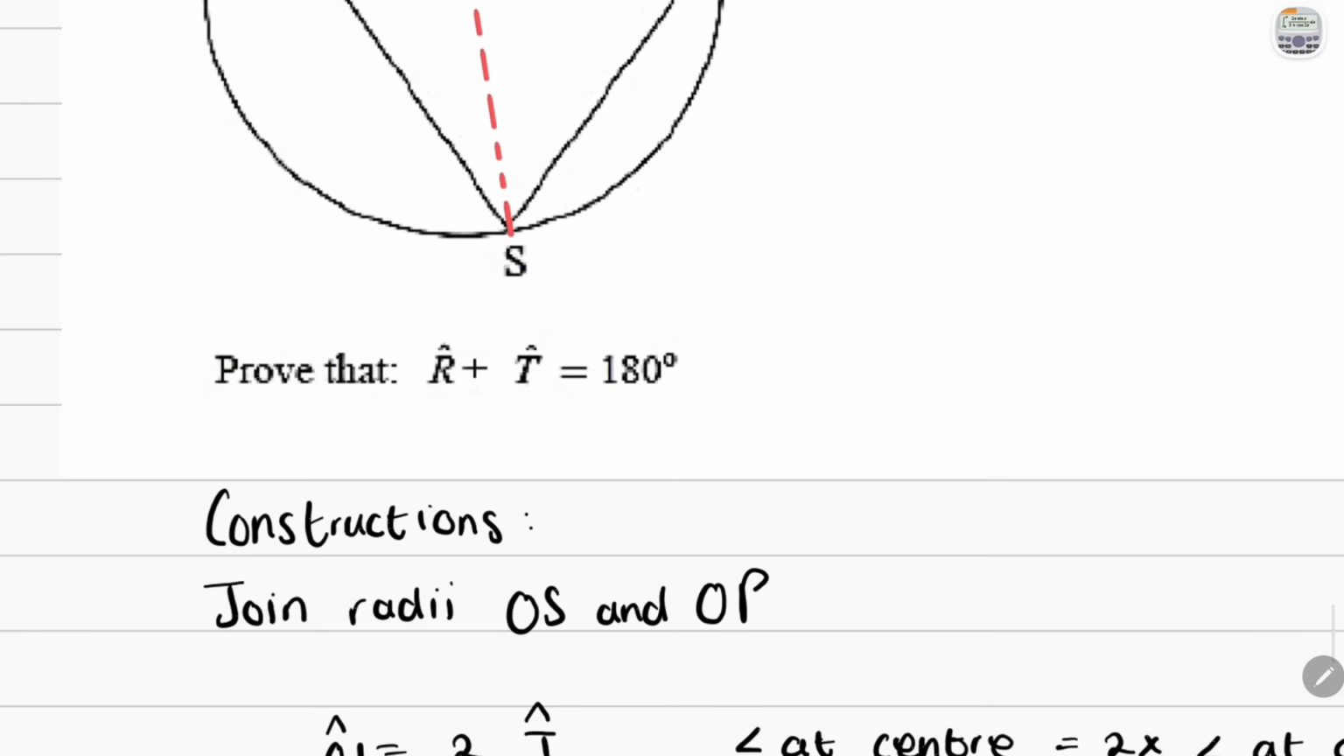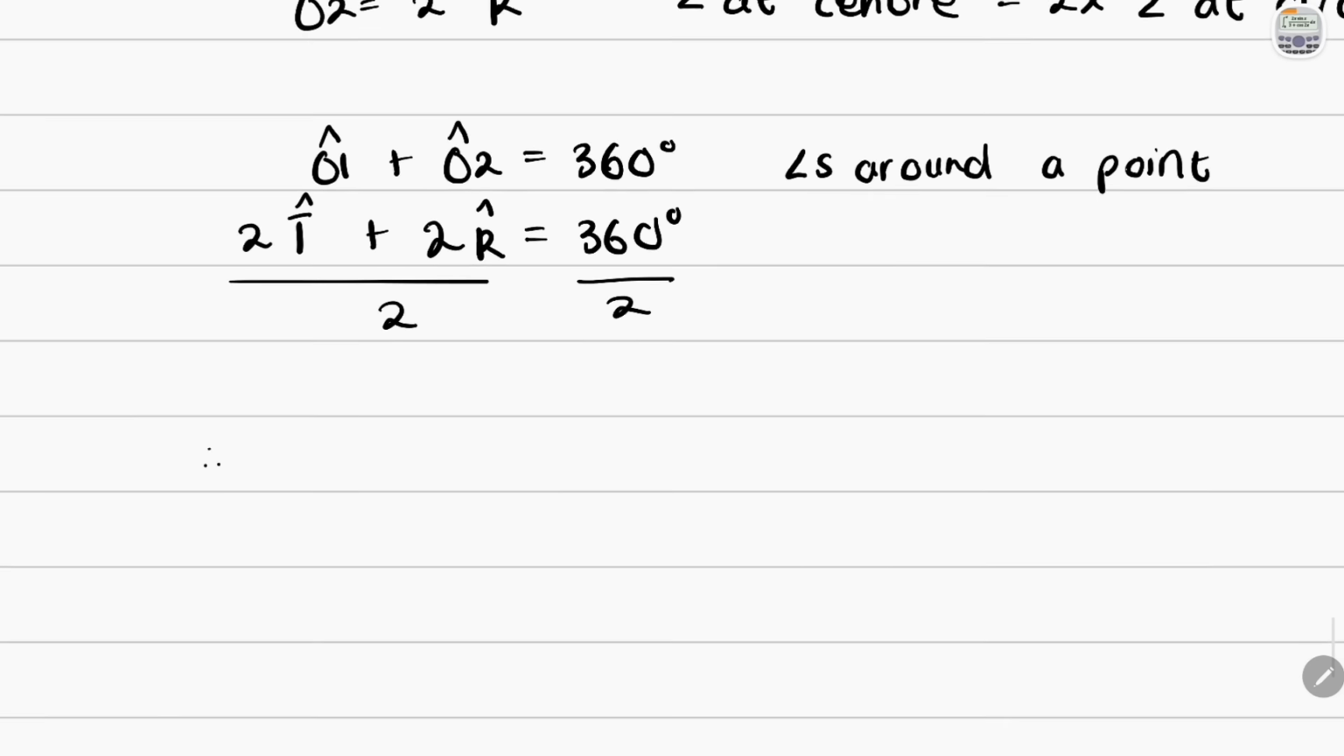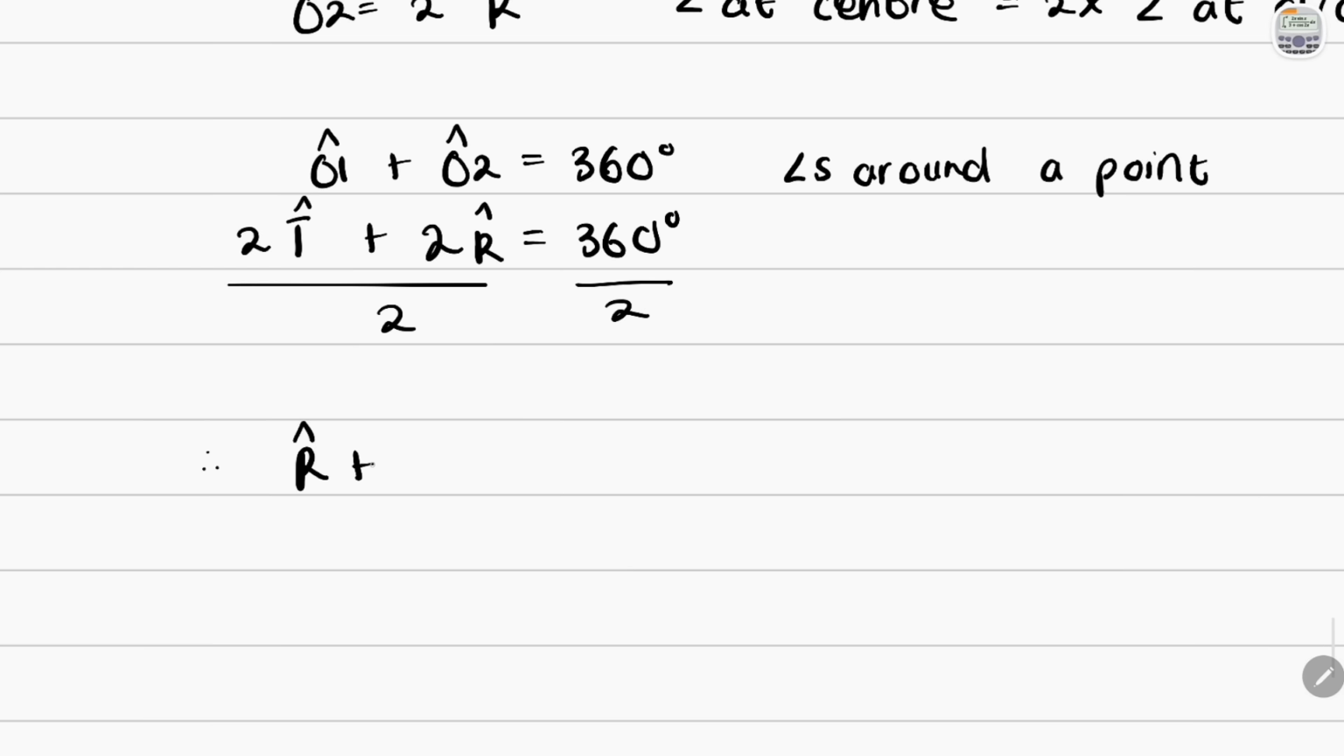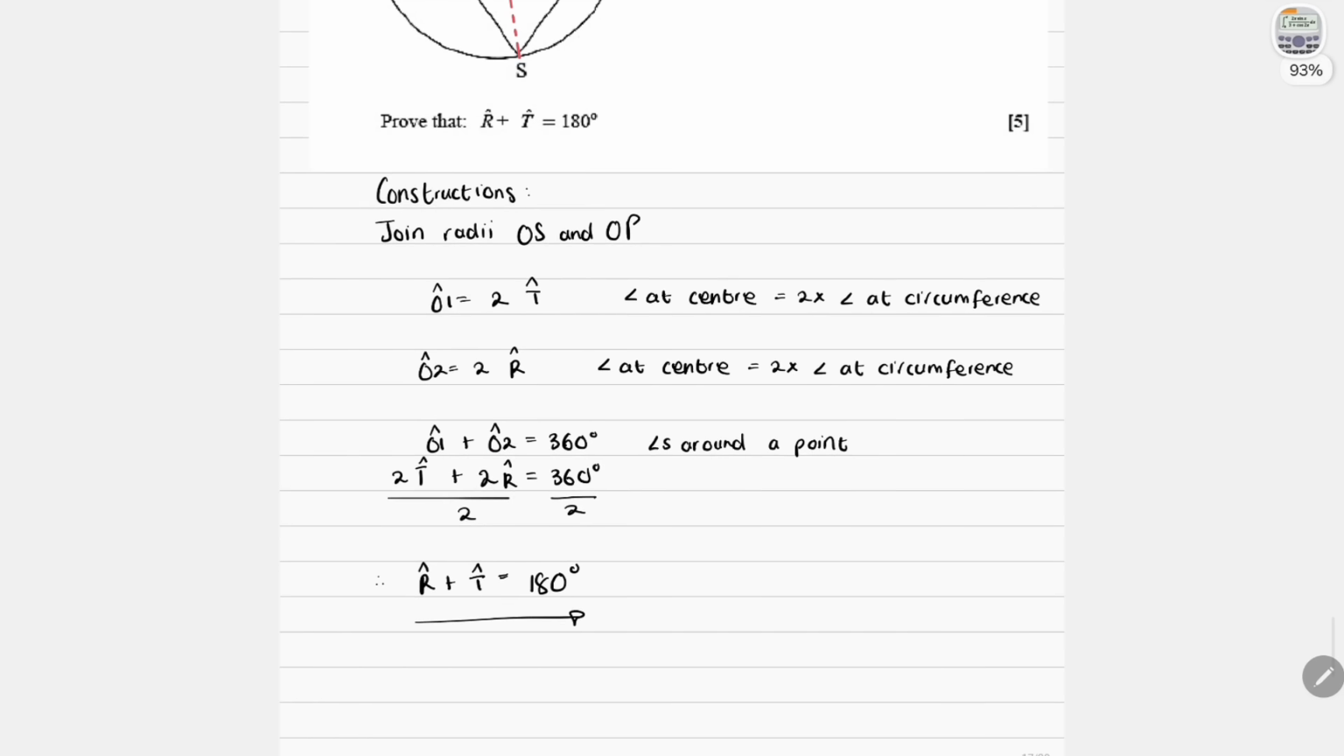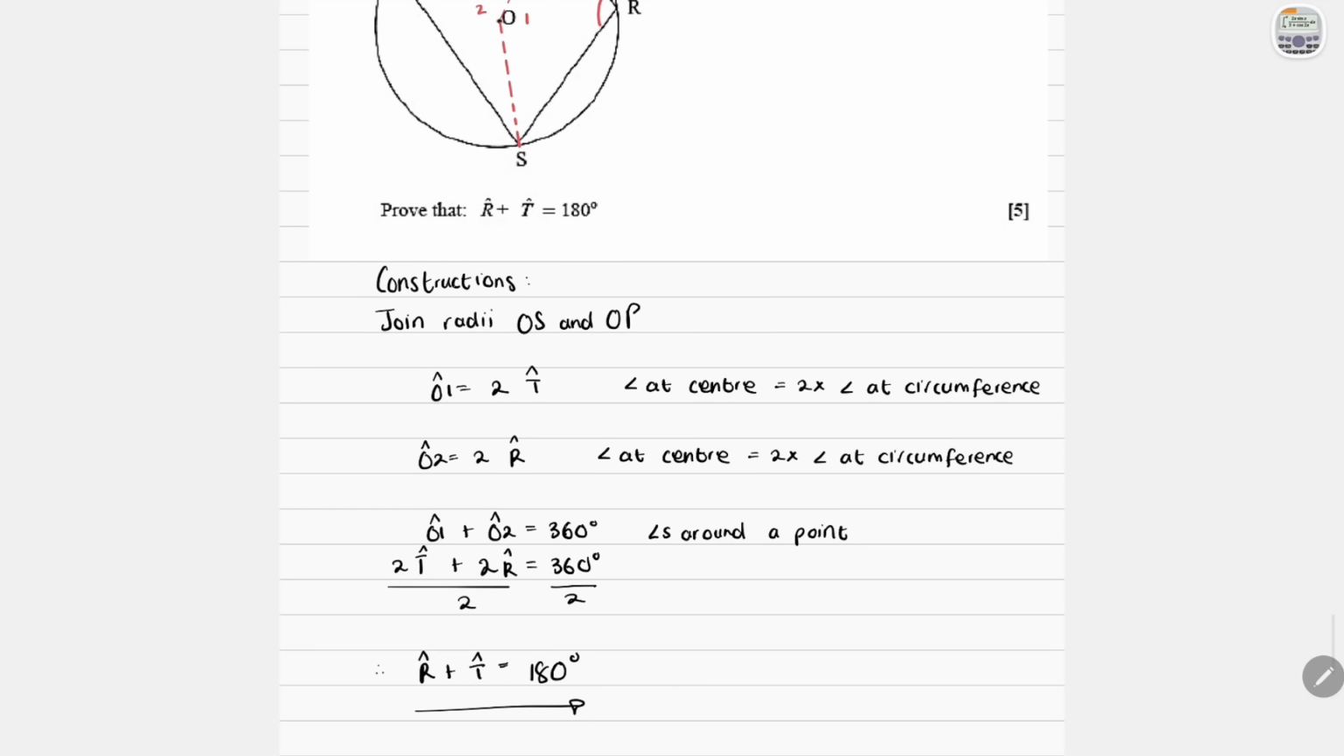And I'm just going to rewrite it in their order. Okay, 2 angle R divided by 2 is angle R, and that just gives us angle T. And 360 divided by 2 is 180 degrees. And there we go. And that is our final answer. And that is it for question 6.